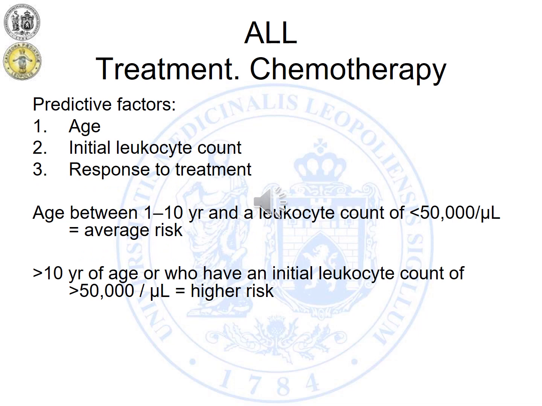Treatment. The choice of treatment is based on clinical risk. Three predictive factors are: first, age; second, initial leukocyte count; and third, speed of response to treatment. Different study groups use various factors to define risk, but age between 1 and 10 and leukocyte count less than 50,000 per microliter are widely used to define average or normal risk. Children who are older than 10 or have a leukocyte count of more than 50,000 per microliter are considered to be at high risk, and depending on which group the patient belongs to, the specific therapy protocol is applicable.